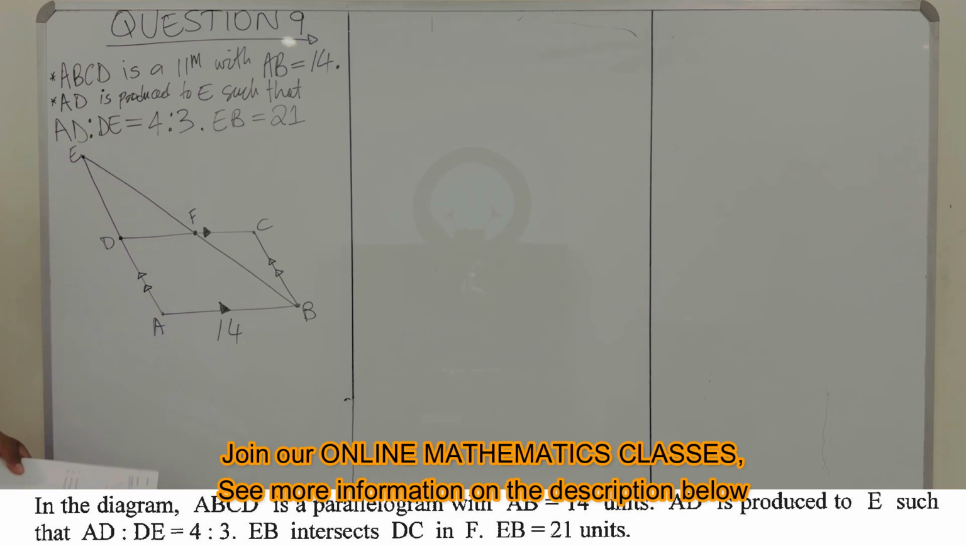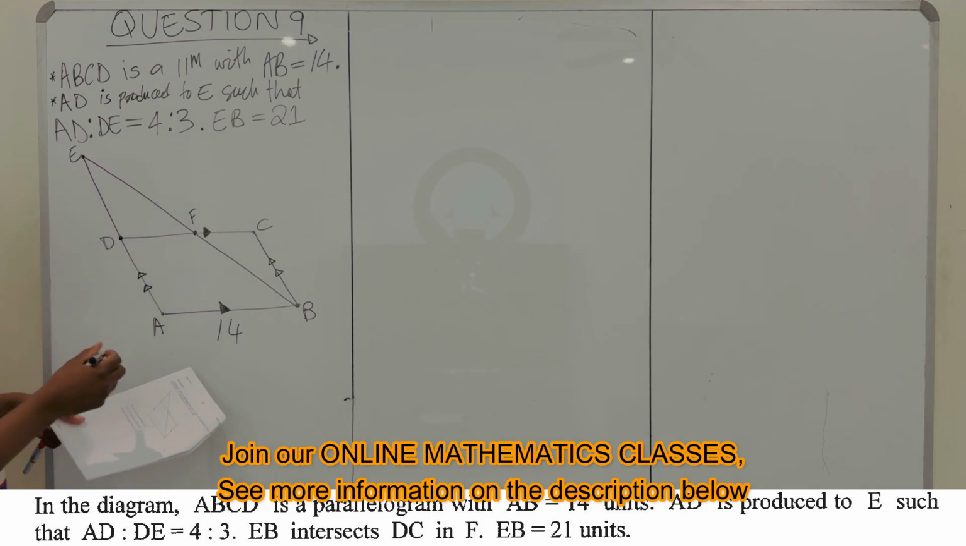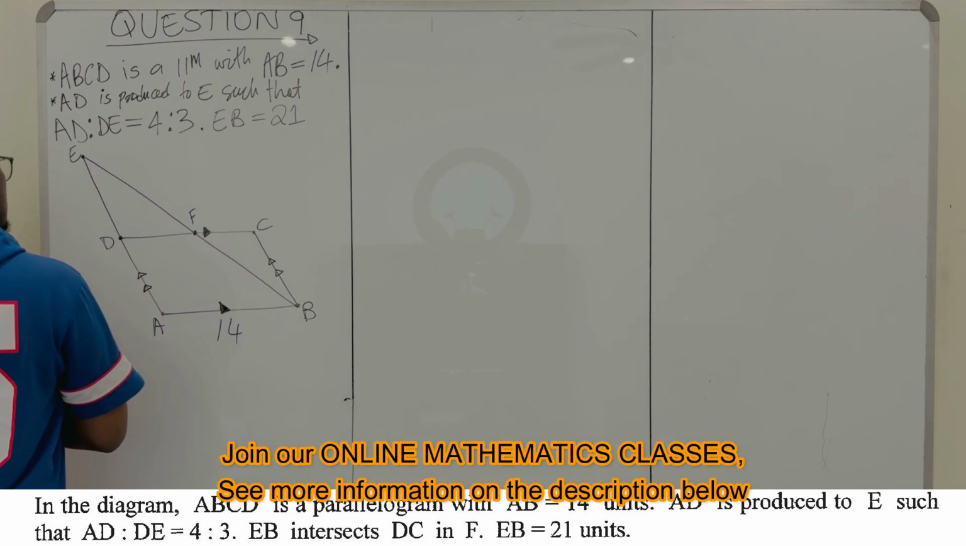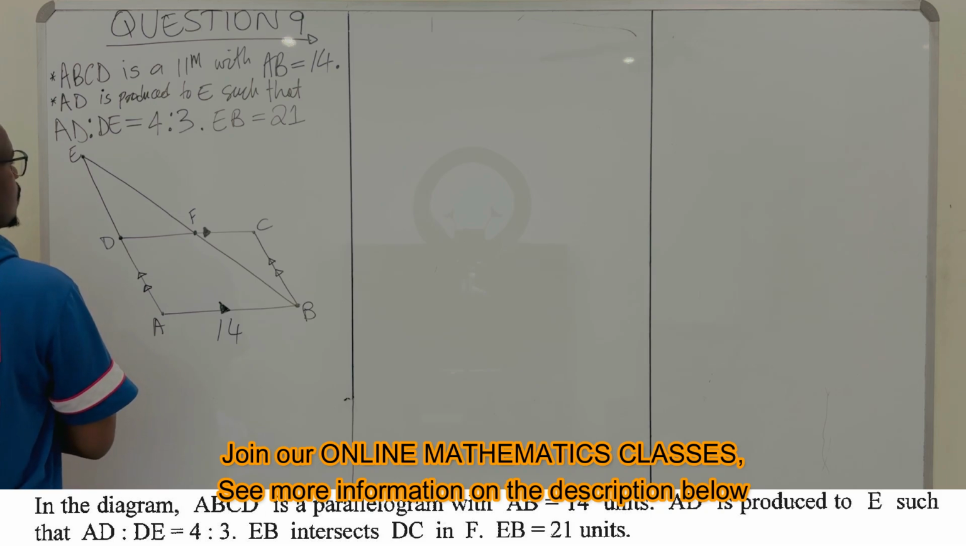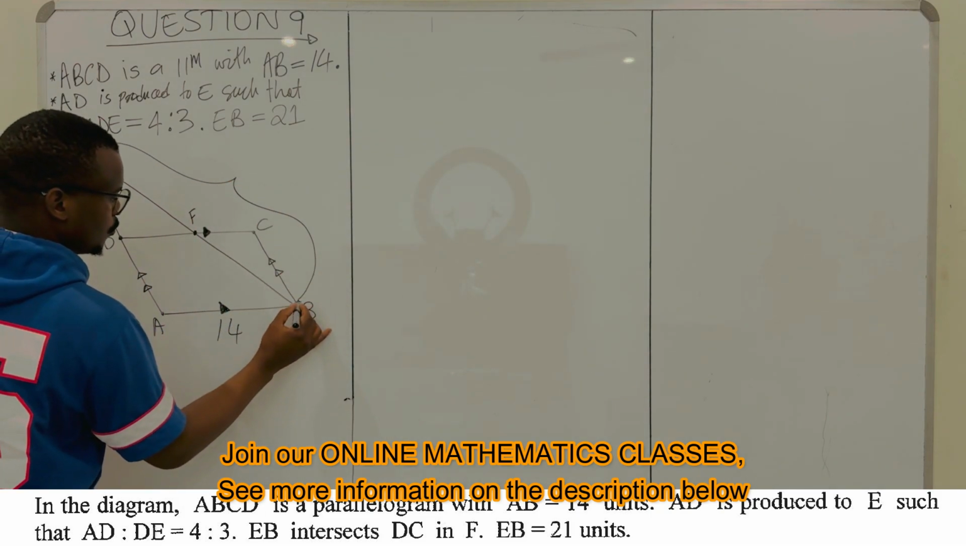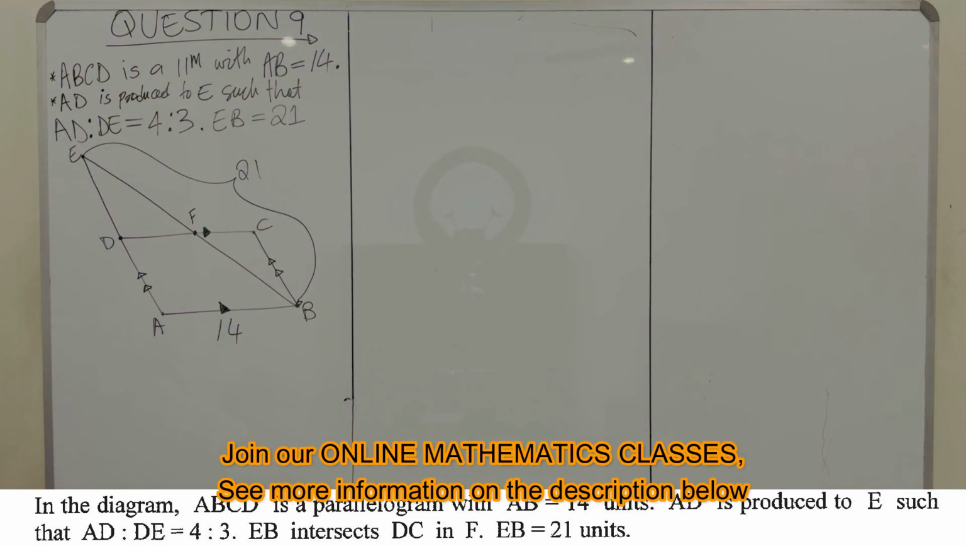So they are saying this length AD is extended to DE such that the ratio of AD to DE is equal to 4:3. And also they went on, I'll come back to this, to say that EB is equal to 21 units. So what is EB? EB is this length over here. It's equal to 21 units. So let me write it down. The length from here to there to here is 21 units. Not a problem. So let's come back to this.